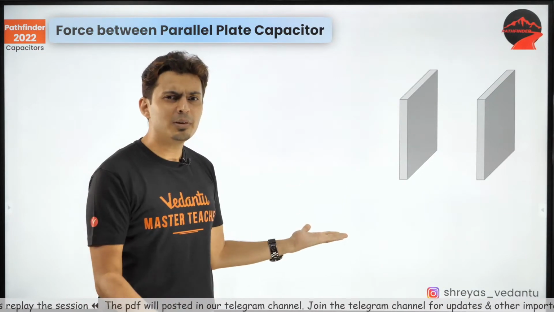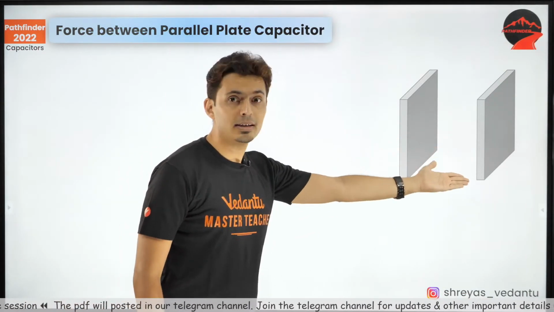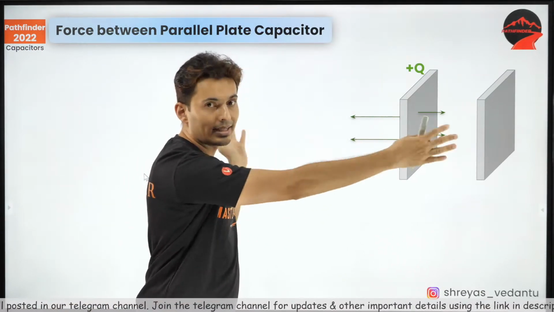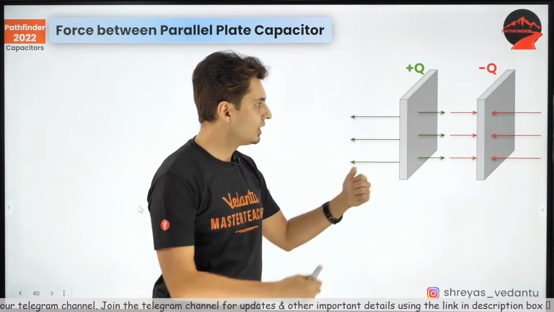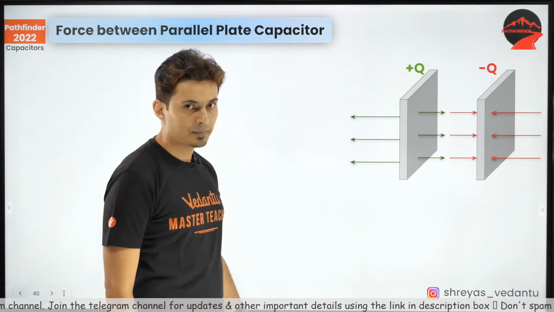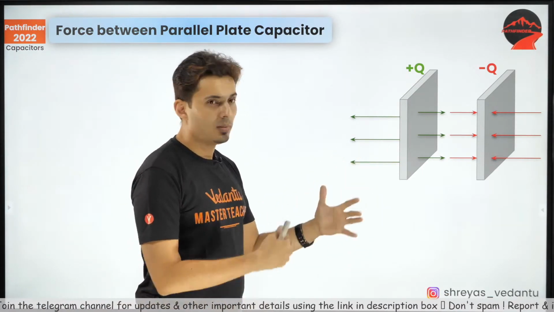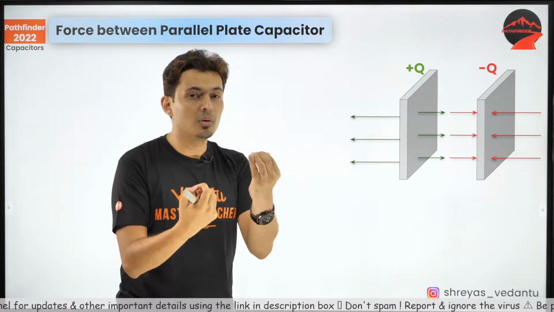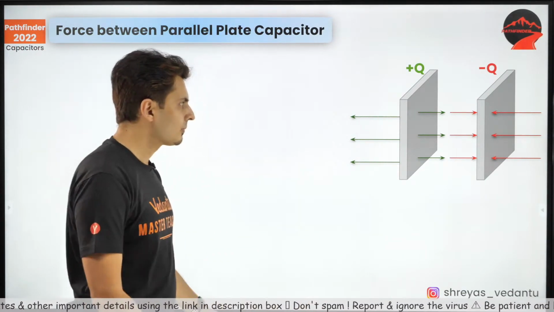First of all, why is there force? This is positive. This is negative. This is positively charged, so the field lines go like that. This is negatively charged, so the field lines come inwards. That's how it is. So obviously positives attract negatives, so there is some force between the plates. I want to know what's the force between them.